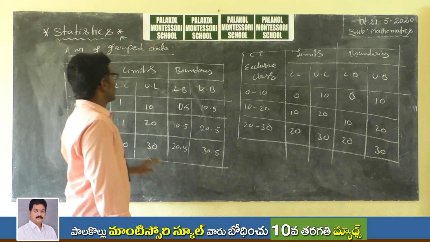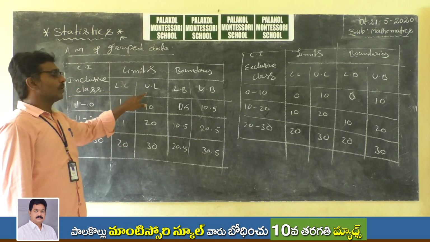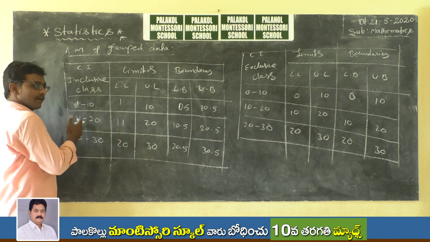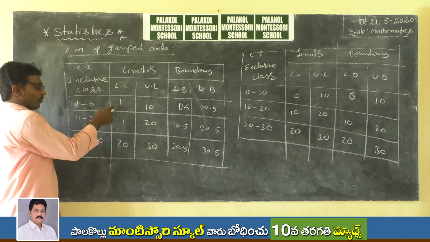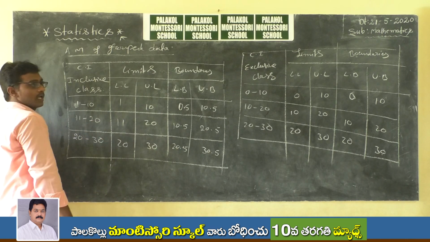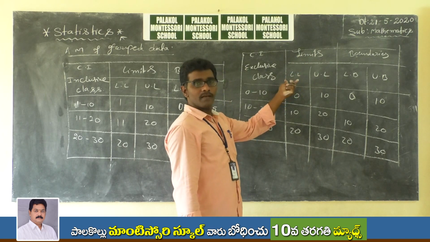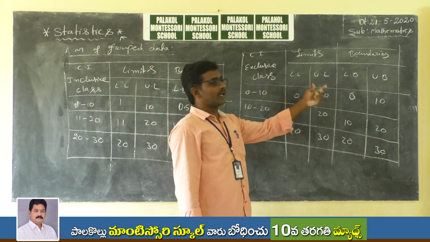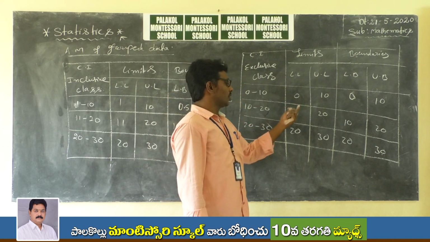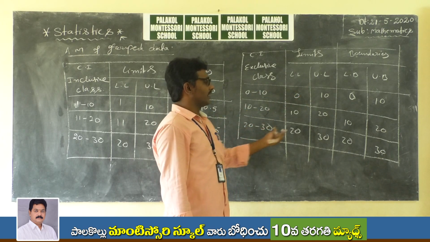Now, for inclusive classes, here are the limits. LL means lower limit, UL means upper limit. In this class interval, the left-hand side values are the lower limits: 1, 11, 21, and the upper limits are 10, 20, 30. Next, in the exclusive classes, again I write the limits. LL means lower limit, UL means upper limit. In the class intervals, the left-hand side values are the lower limits 0, 10, 20, and the upper limits are 10, 20, 30.